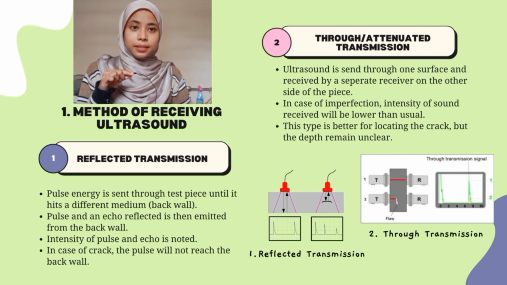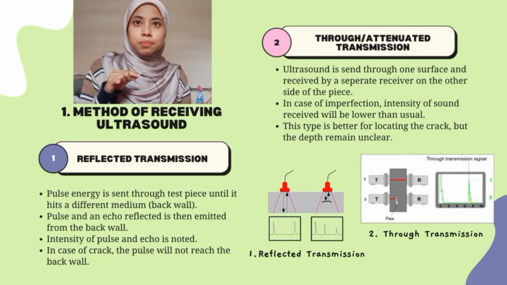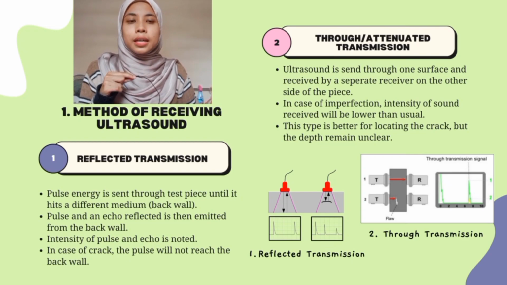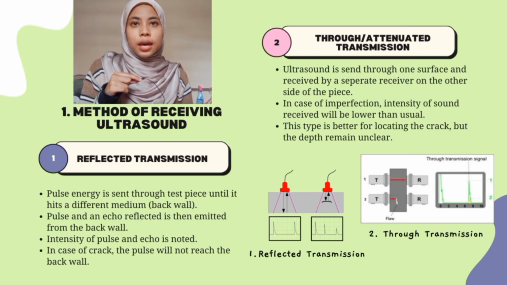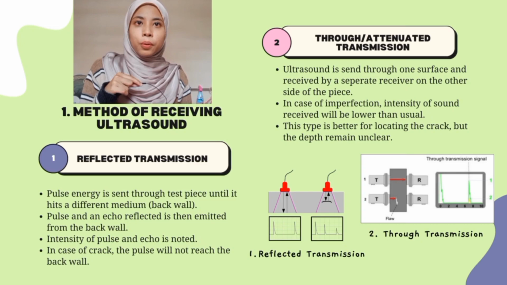Now to the next method, which is the through or attenuated transmission. In this method, an ultrasound is sent through one surface of the test piece and is received by a separate receiver on the other side of the piece, and this can be seen from the image that I've included in the slide above. In case of imperfection, the intensity of the sound received will be lower than usual, and for this method, at least two sides of the test piece must be available. This is better for pinpointing the location of the crack, but the depth at which it is located can remain unclear.